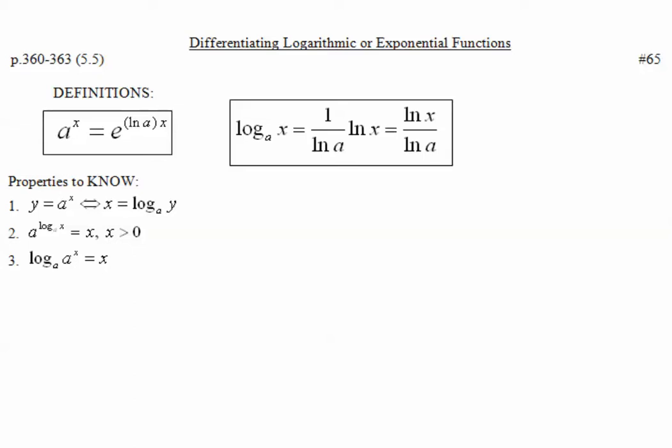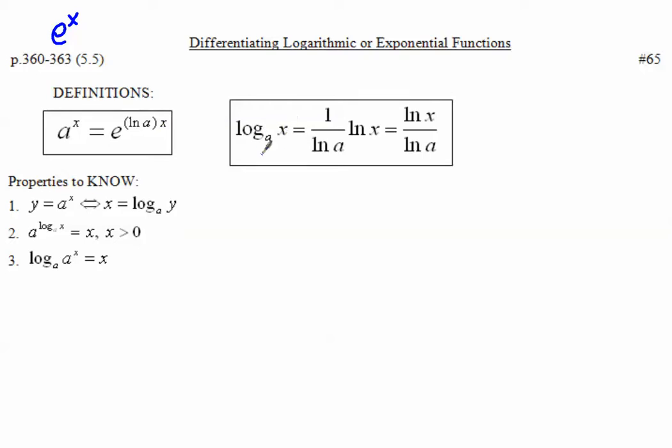So let's start out by talking about how we are going to define the exponential function of base a. So we've been working with the natural exponential function of e to the x. Now we're going to be working with exponential functions of other bases like 5 to the x or 2 to the x, anything other than e. The way we're going to define a to the x is using the inverse property e to the natural log of a times x.